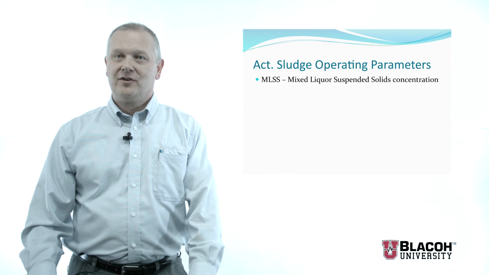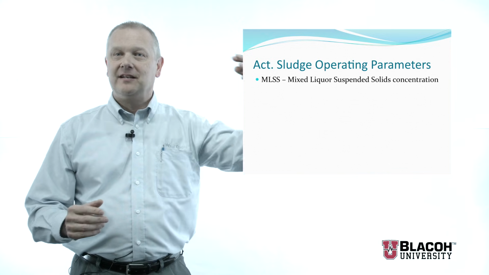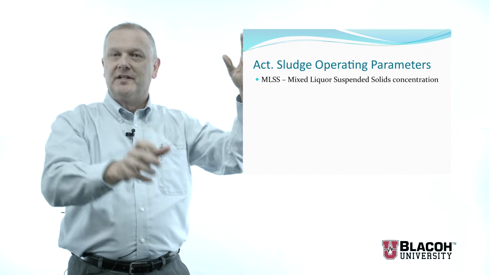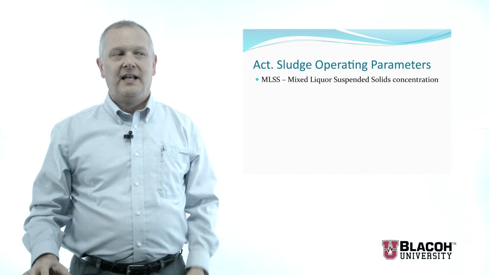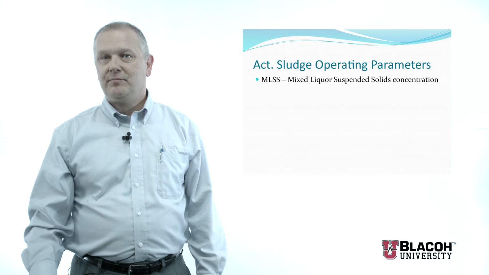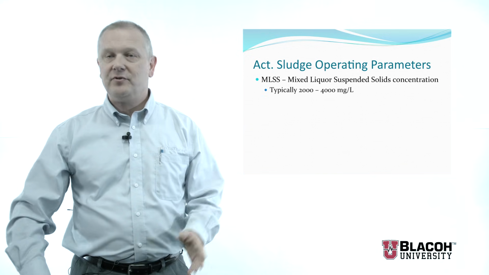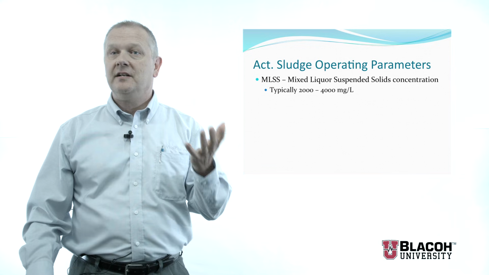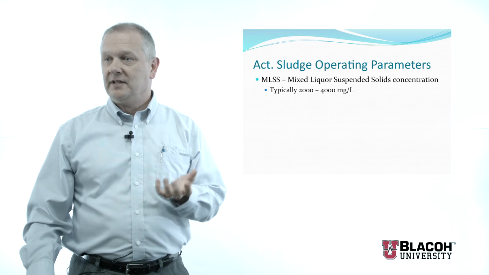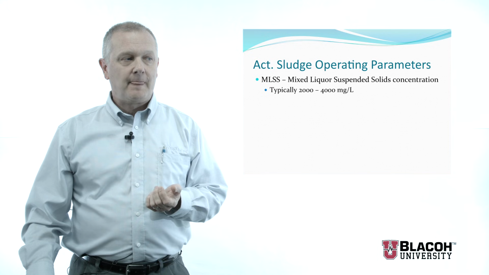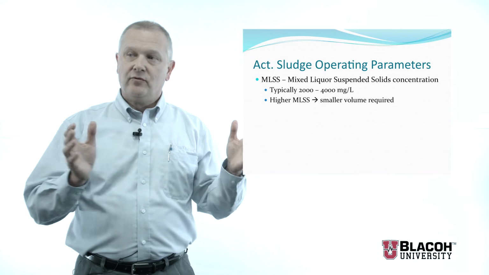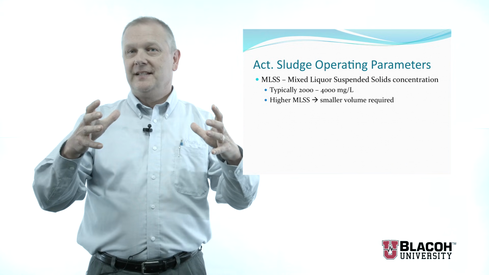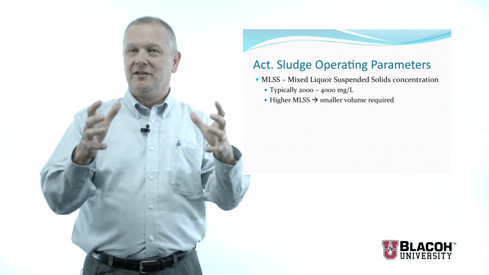Mixed liquor is called that because it's a mixture of the raw feed coming in and the returned sludge from the clarifier. So it's mixed to form this liquor, and it has a concentration of solids. Typically, in an activated sludge system, that's anywhere from 2,000 to 4,000 milligrams per liter of solids, most of which is actually the bacteria that are doing the work to break down the organic material in the waste. If you can run at a higher mixed liquor concentration, you don't need as big a volume, because you can pack them in tighter and treat in a smaller footprint.